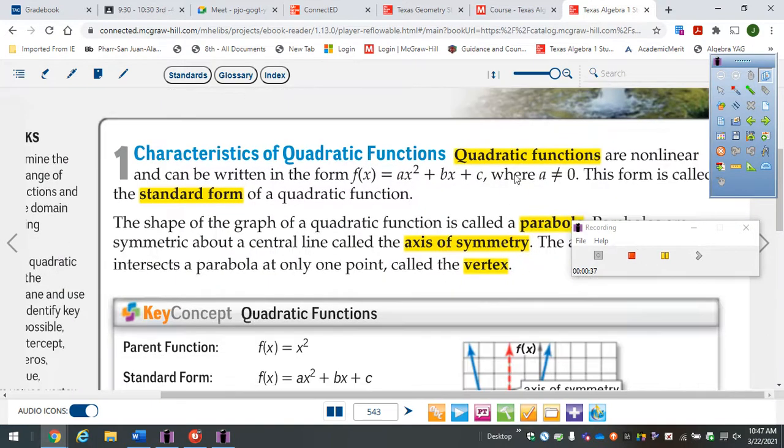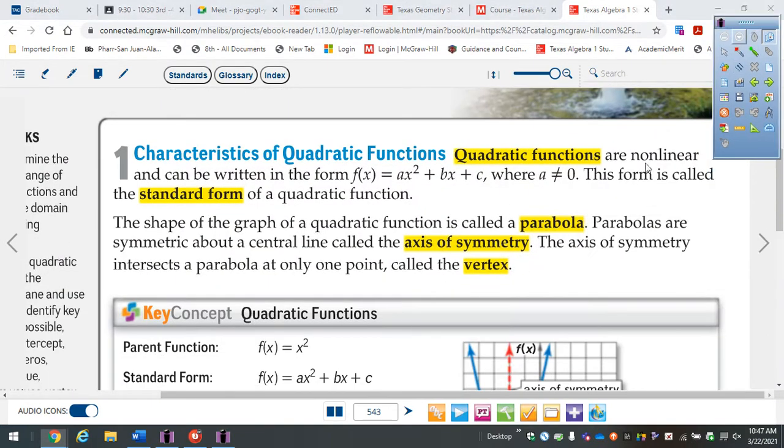Okay, characteristics of quadratic functions. Quadratic functions are nonlinear and can be written in the form f of x equals ax squared plus bx plus c, where a is not equal to 0, because if a is equal to 0, then this is gone and it becomes linear. This form is called the standard form of a quadratic function. The shape of the graph of the quadratic function is known as a parabola.